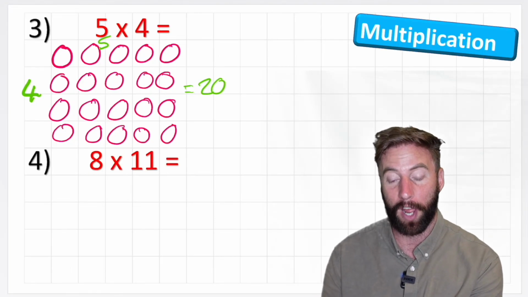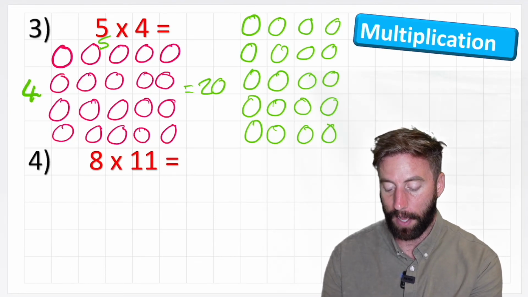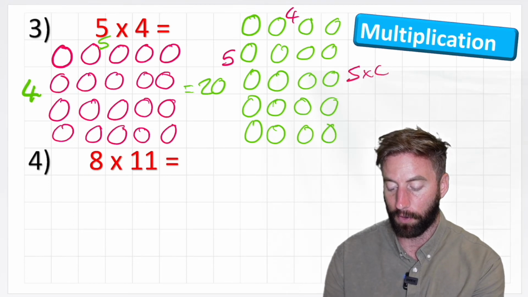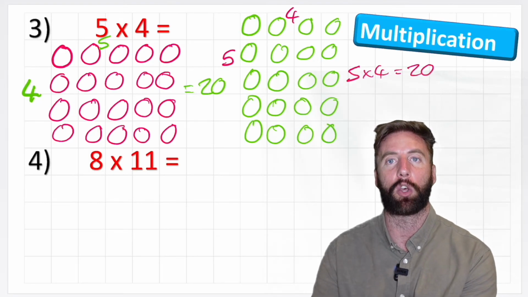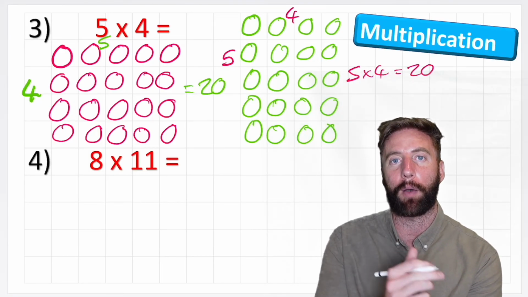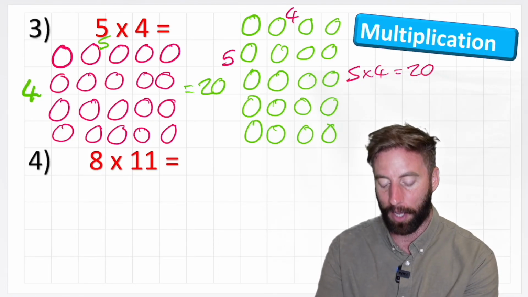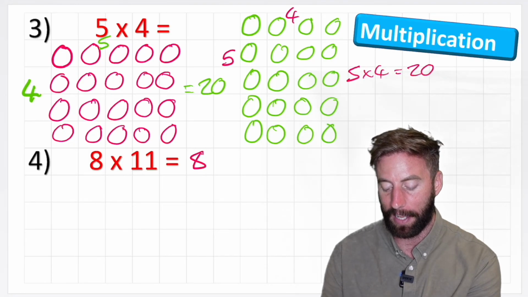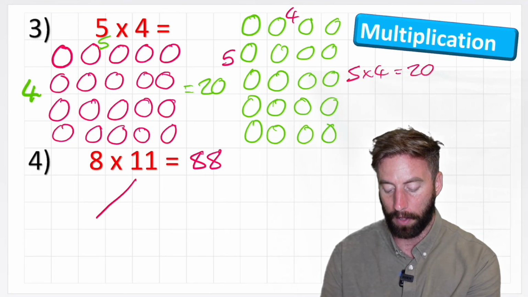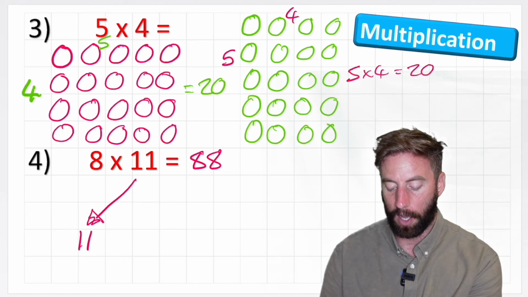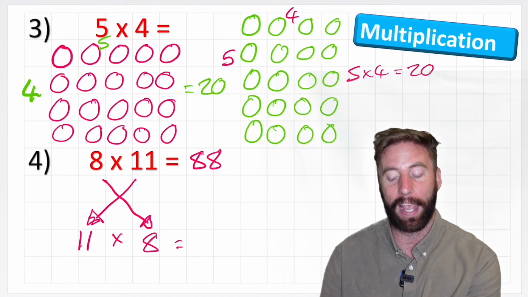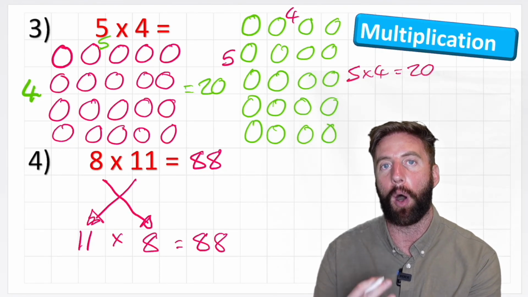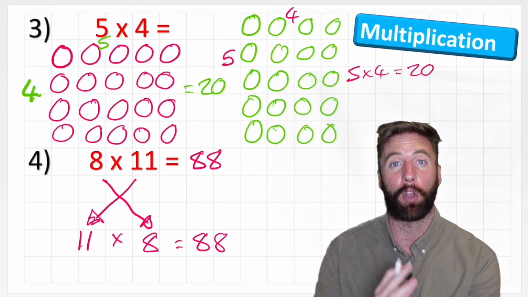But now if I flip this array around and put it the other way, this array now says 5 times 4. But we also now know that 5 times 4 still equals 20. So multiplication is the same. It doesn't matter which way round we put our question, we're still going to get the same answer. And let's demonstrate it with 8 times 11. 8 times 11 is 88. But also move mine the other way around, start with 11 times 8, and 11 times 8 is also 88. So multiplication and addition are both commutative. It doesn't matter which way around we put the numbers in our question.